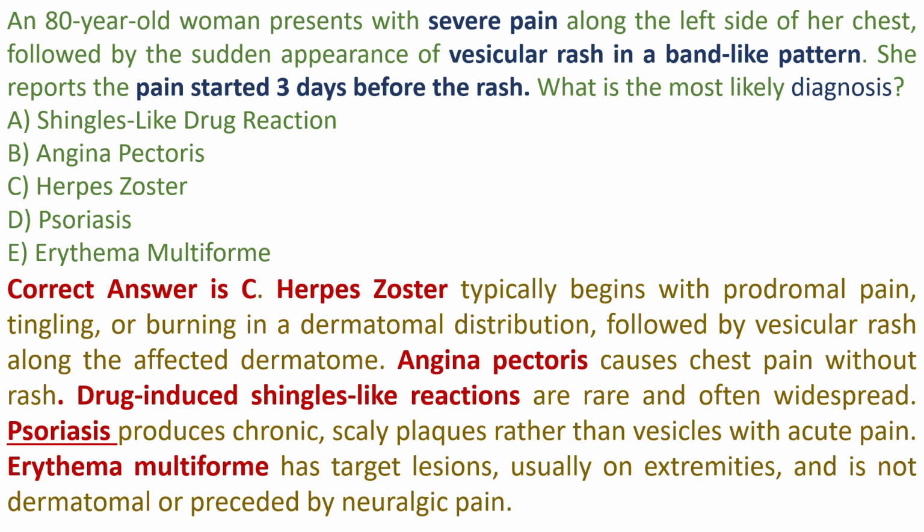Correct answer is C. Herpes zoster typically begins with prodromal pain, tingling, or burning in a dermatomal distribution, followed by a vesicular rash along the affected dermatome. Angina pectoris causes chest pain without rash. Drug-induced shingles-like reactions are rare and often widespread. Psoriasis produces chronic scaly plaques rather than vesicles with acute pain. Erythema multiforme has target lesions, usually on extremities, and is not dermatomal or preceded by neuralgic pain.